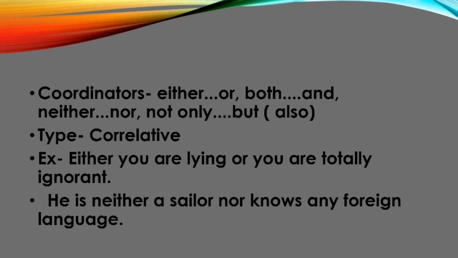Just see the example. Either you are lying or you are totally ignorant. या तो आप झूठ बोल रहे हो या फिर totally आप ignorant हो, आपने ignore किया उस चीज़ को. So either and or are both used together. They are correlatives. This you have started in your previous class also. He is neither a sailor nor knows any foreign language. So basically neither nor साथ में use हुए हैं, either or साथ में use हुए हैं. They are correlatives, right? So these are correlative coordinators and the previous ones were single word.